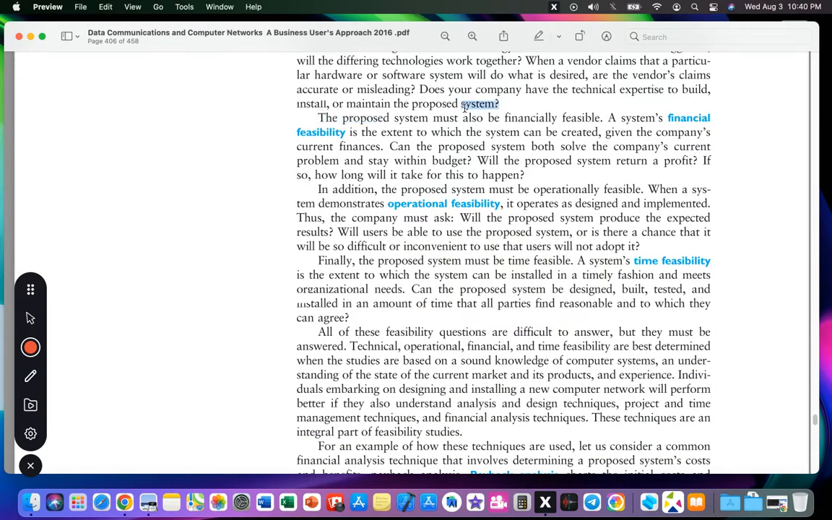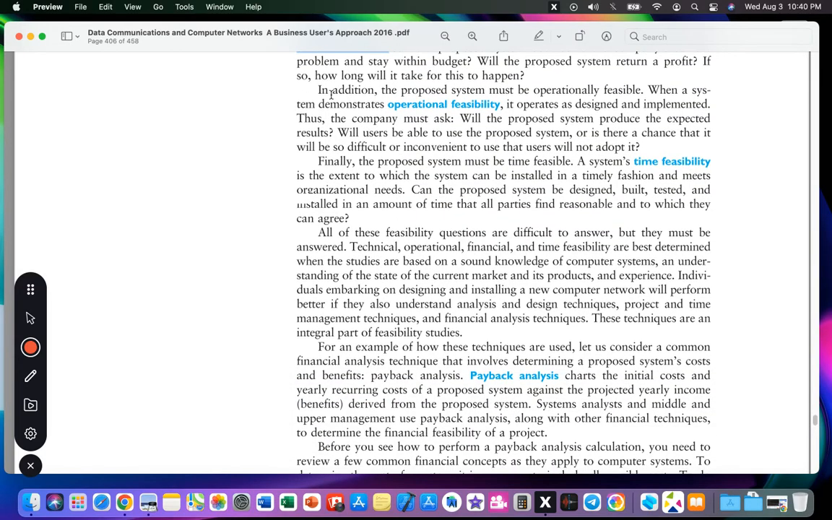The proposed system must also be financially feasible. The system's financial feasibility is the extent to which the system can be created given the company's current finances. Does our current budget cover that? Just like that. Operation feasibility.